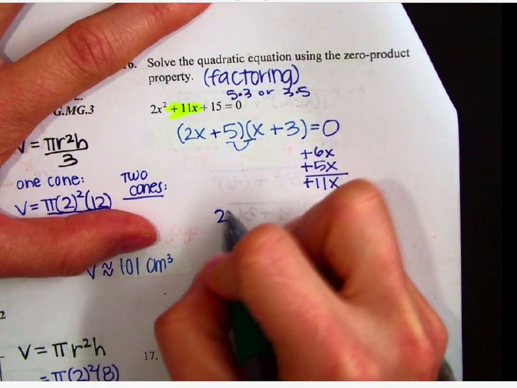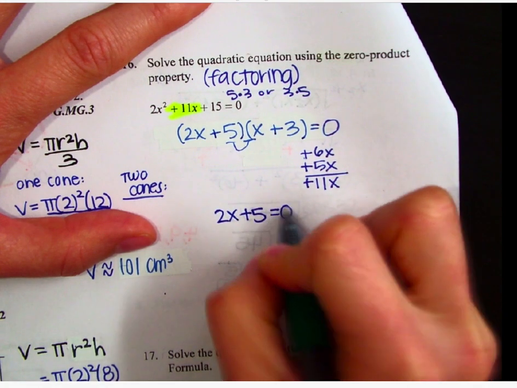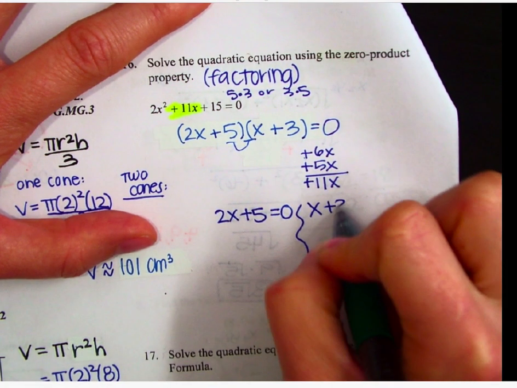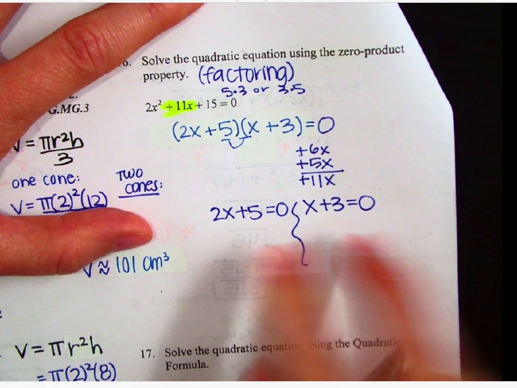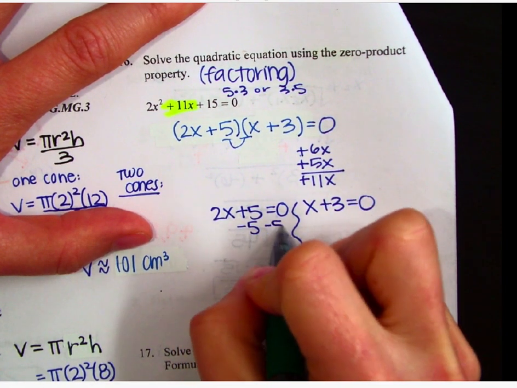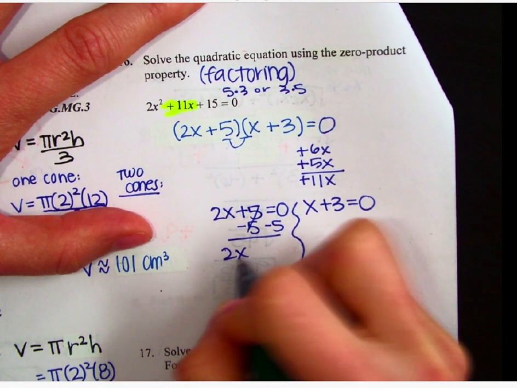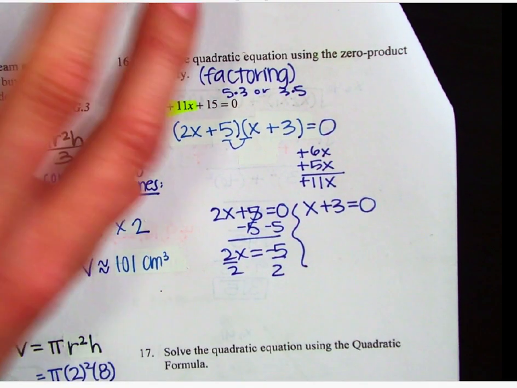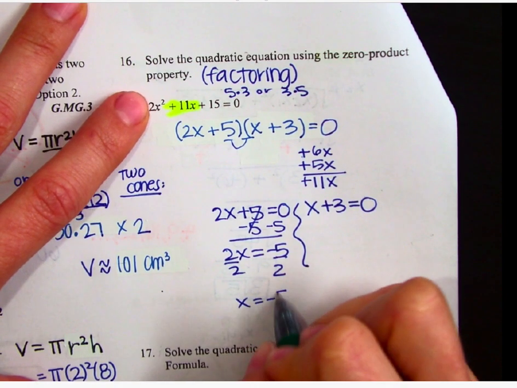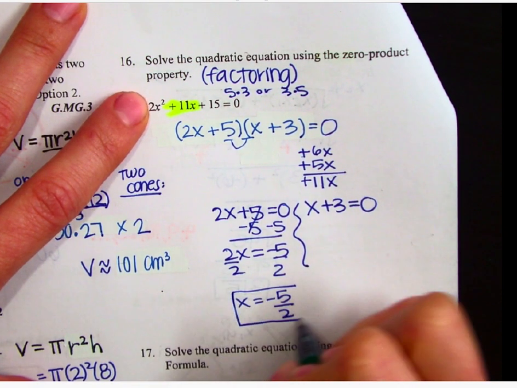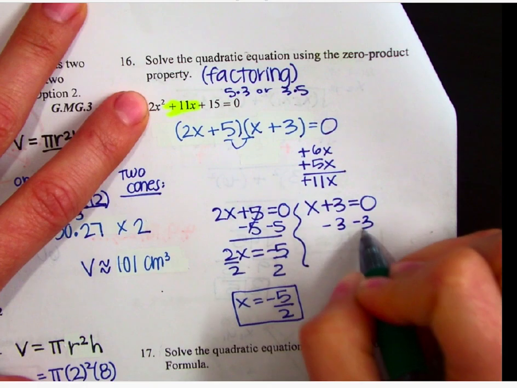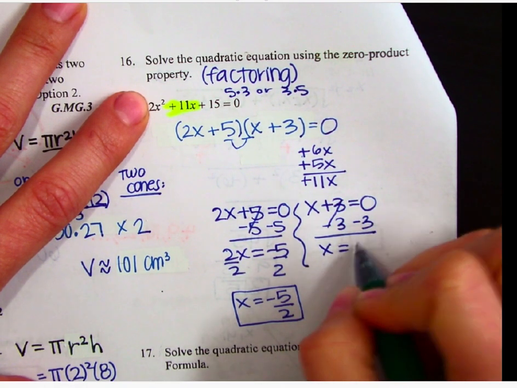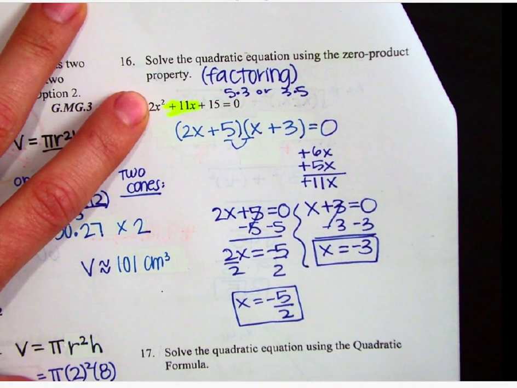So now that I have each of my factors, I set them equal to 0, and then I'm solving each equation. So here, starting with moving over the 5 using subtraction, 0 minus 5 is negative 5. And then divide by 2, x is equal to negative 5 over 2 for one of our answers. Here, subtract 3 to isolate x, and 0 minus 3 is negative 3.